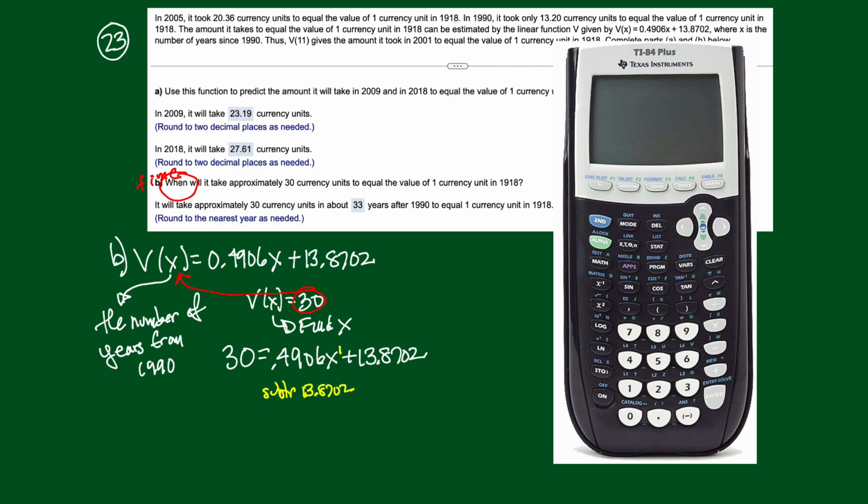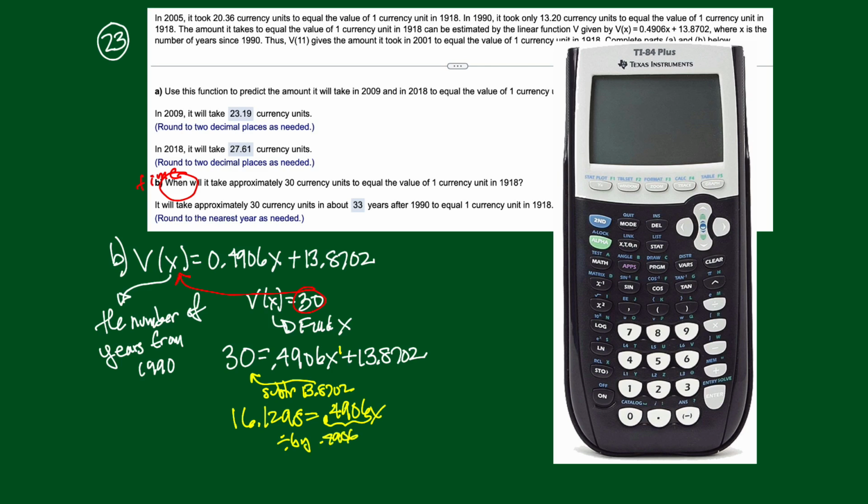Now, on your calculator, make that subtraction. Turn your calculator on first. So take 30 minus 13.8702, and I got 16.1298. That's equal to 0.4906x. Now, let's undo that multiplication. So now I'm going to divide by 0.4906.